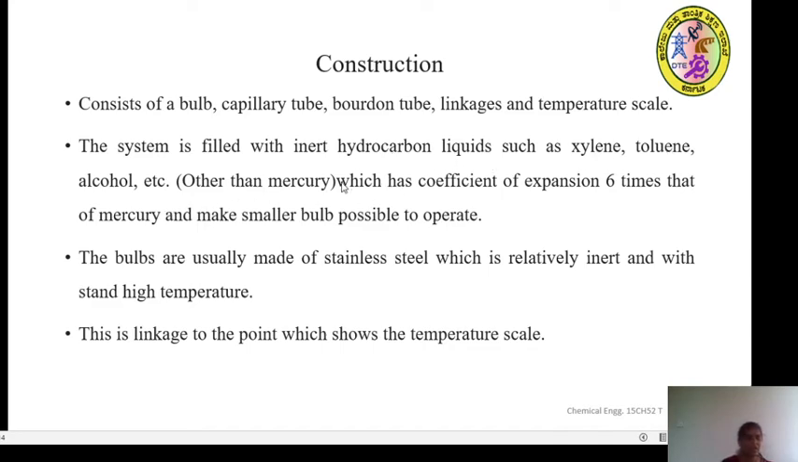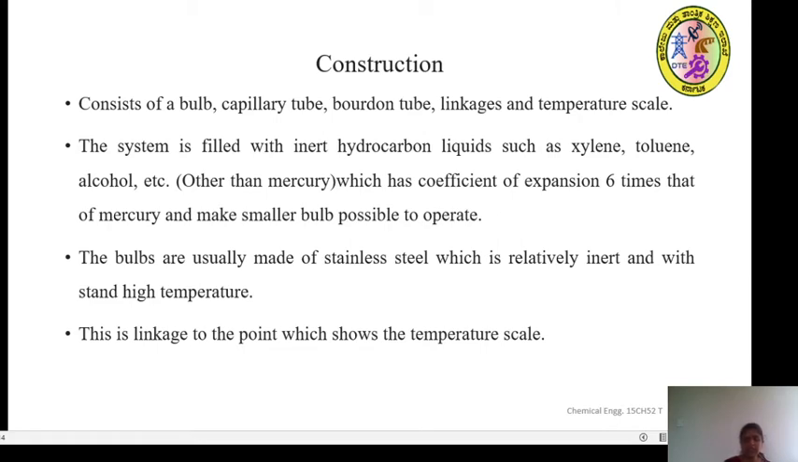Why? Because they do not have the properties of water, because water, because of its density, easily changes properties. So we are using the inert hydrocarbon liquids, and the liquids which we are using inside the bulb should have certain properties. They must not freeze at a very low temperature. So that is why we are not using water here.